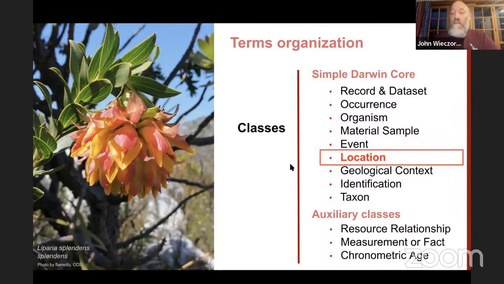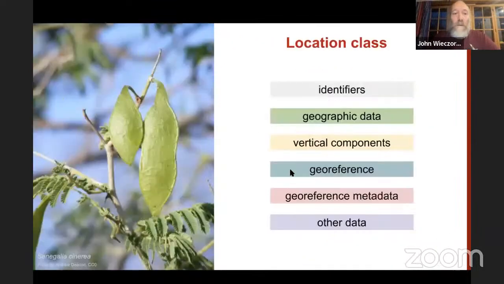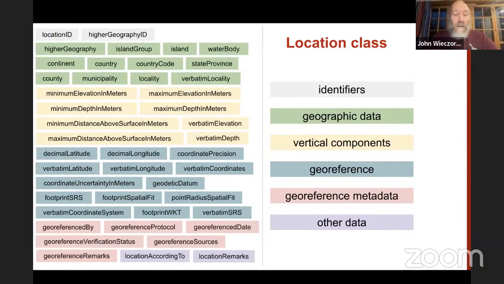Today, we're going to be talking specifically about the terms in the Darwin Core location class. And we're going to do that by dividing and conquering into these categories of terms within the location class. These categories are not formal in any way. We're just using them today to try to separate parts of a very large class of terms. So when I say large, there are 44 terms in the Darwin Core location class as of today. And that is the class with the most terms in it. And it's largely because of the georeferencing terms.